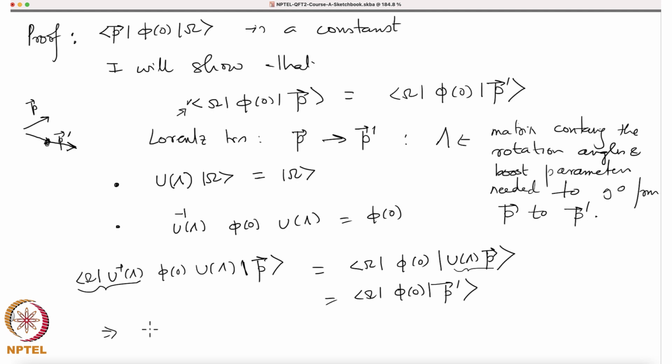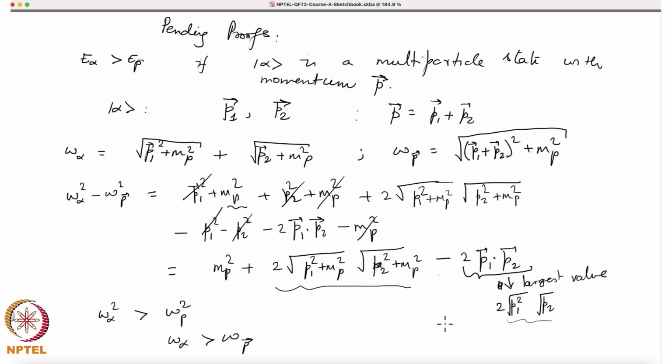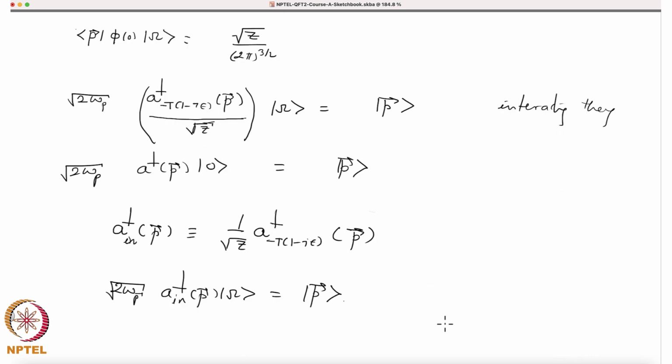This implies that, and that is what we have used earlier, when we wrote that this is a constant. Excellent. So now we know how to create single particle states in an interacting theory.